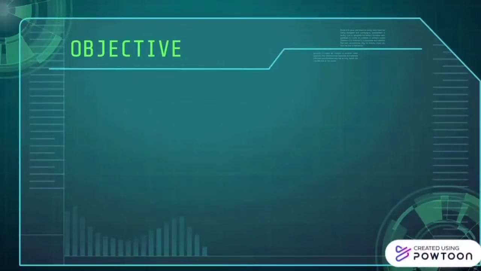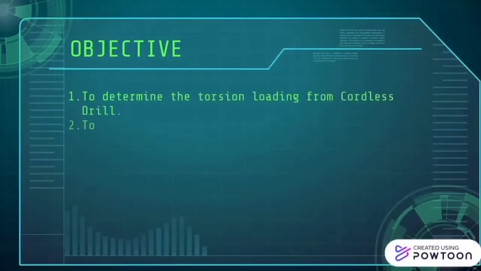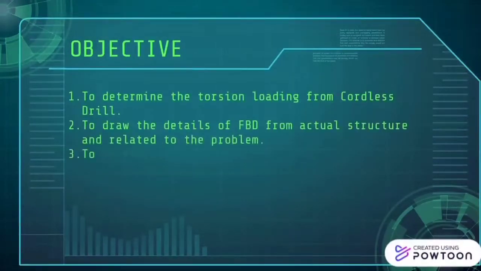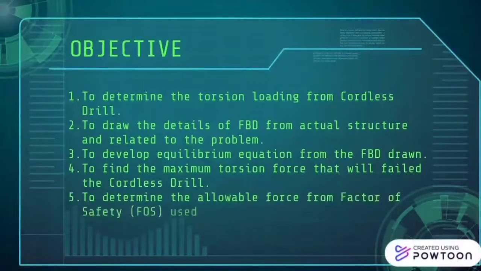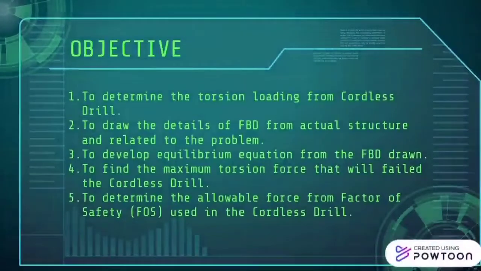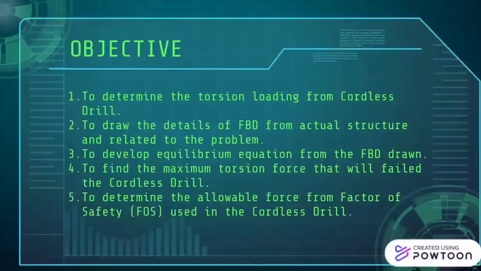I'm going to talk about the objective. First, to determine the torsion loading from the cordless drill. Second, to draw the detail of FBD from the actual structure and relate to the problem. Third, to develop equilibrium equation from the FBD drawn. Fourth, to find the maximum torsion force that will fail the cordless drill. Fifth, to determine the allowable force from the factor of safety, FOS, used in the cordless drill.